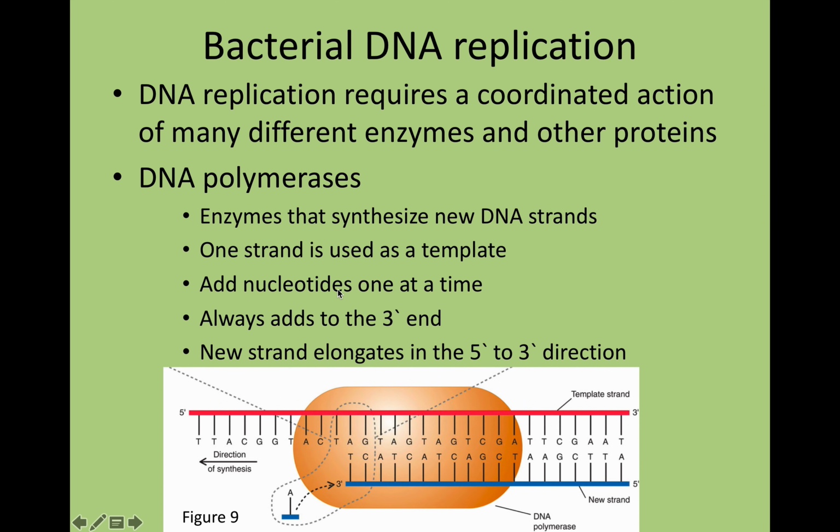So it reads the template strand. So here in red, down here is the template strand. It's going to read this T, and it's going to incorporate an A into this new strand of DNA. The thing with DNA polymerase is it can only add to a 3' end. So it adds to the 3' end of the new, growing strand. So we say that the new strand elongates in a 5' to 3' direction.